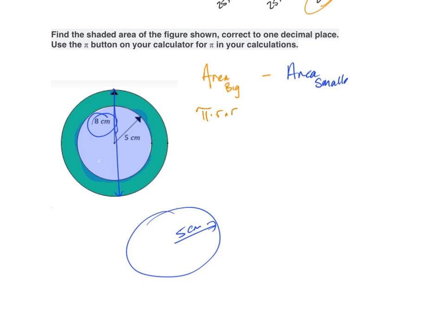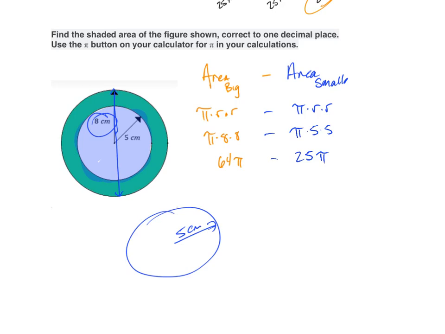squared. The area of the big one is going to be pi times 8 times 8, which is 64 pi. The area for the small circle is going to be pi times r squared, which means we're going to subtract pi times 5 times 5, which means we're going to subtract 25 pi.